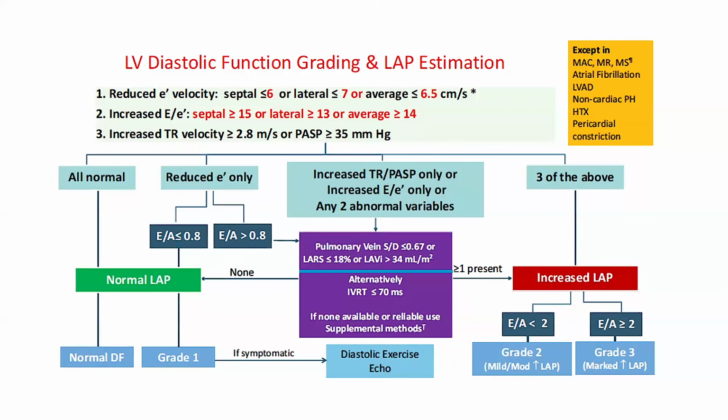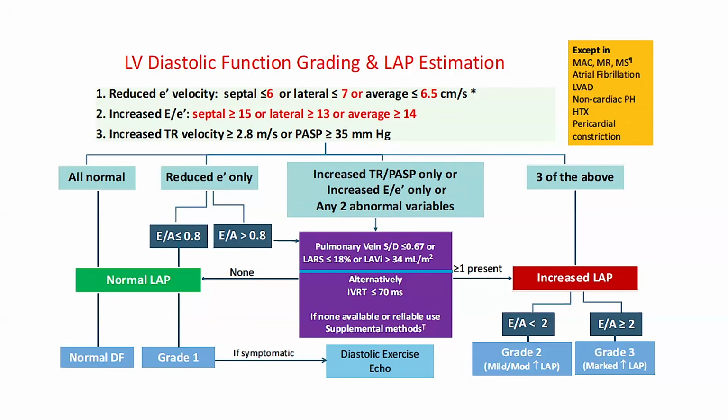Now, the challenging thing becomes when your E to A ratio is greater than 0.8, because we have 2 patients within that who are in 2 different buckets. On one hand, it may be the bucket that the patient is pseudo-normalized because of increasing left atrial pressure, and the other bucket is the patient who just has impaired relaxation. And so the next box that we have to look at is the purple box, where we try to evaluate whether or not there is increasing left atrial pressure.